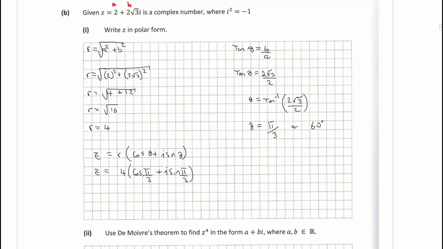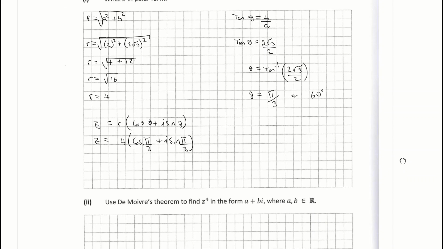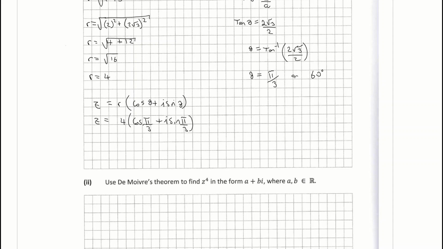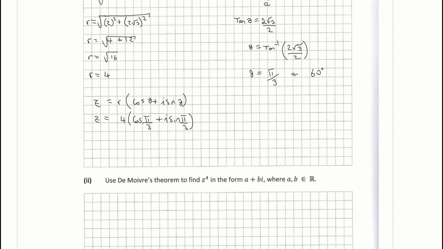Scrolling down now to part 2 of the question, it's asking us now to use de Moivre's theorem to find z to the power of 4 in regular form, a plus bi. So let's see what that wants us to do. So let's write down our complex number first of all. So z to the 4 is equal to my complex number, which I have now in polar form from part 1, which is 4 times cos pi over 3 plus i sine pi over 3. And what I'm now doing is putting that to the power of 4. So I'm just going to put this in square brackets just to denote what I want to do. So I'm putting it to the power of 4.